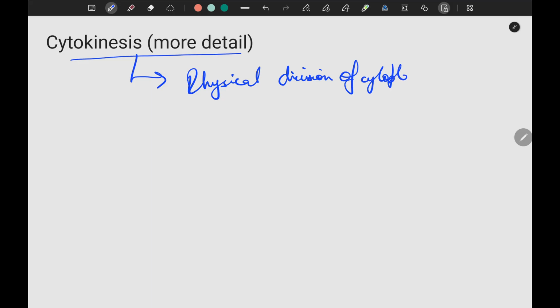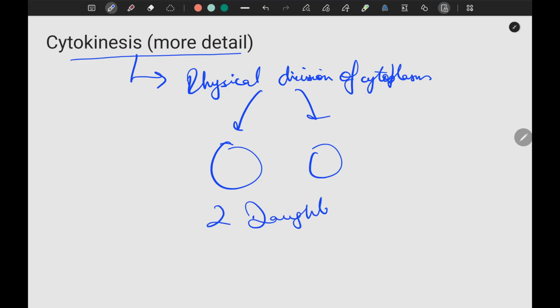So what was cytokinesis? It was physical division of cytoplasm, which is done at the end of cell M phase, resulting into two daughter cells at the end of M phase. We can say mitosis. First we'll talk about the animal cells.